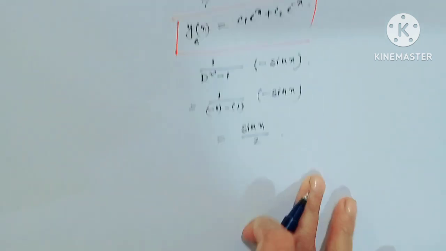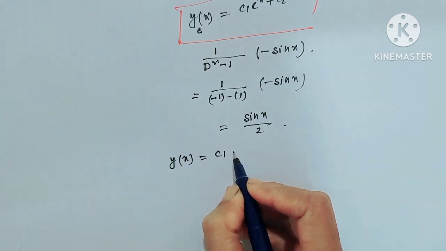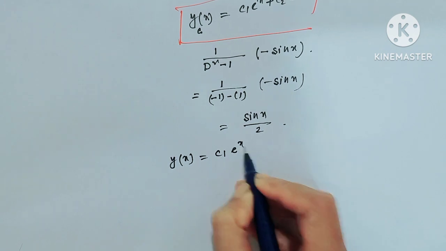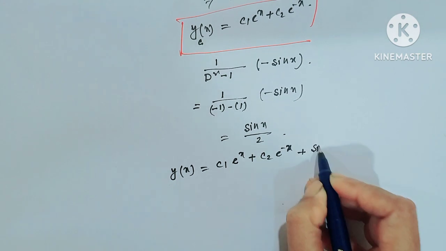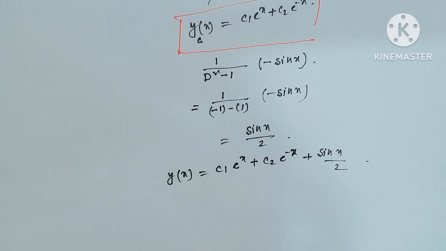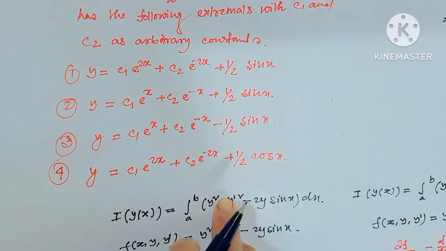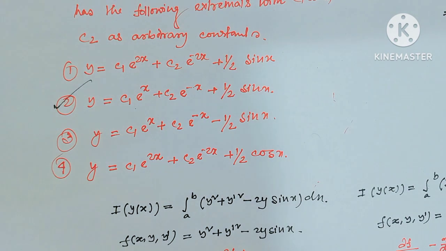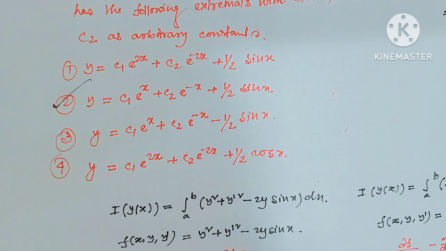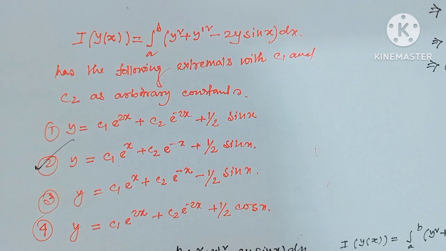So the equation y(x) = c1 e^x + c2 e^(-x) + (sin x)/2 is the extremal of our given functional. That means option 2 is the right option: y = c1 e^x + c2 e^(-x) + (1/2) sin x is the extremal of this functional. I hope all my viewers have understood.